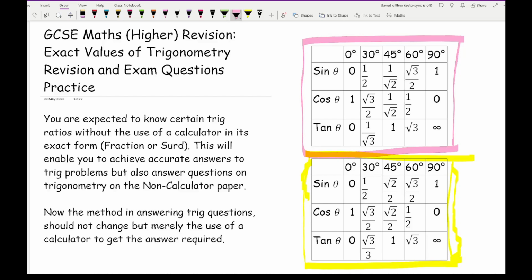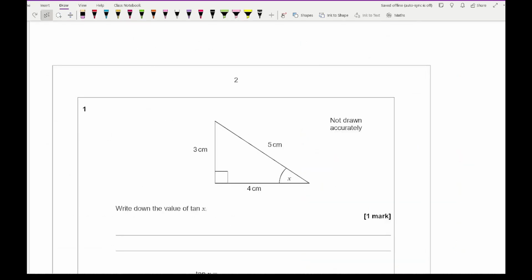Now, if you do opt for the pink ones, it may require you, particularly with show that questions, to rationalize the denominator at the very end. And it might just require that little bit of extra work. But if you are going to remember these trig ratios, like revising a spelling test, I would certainly recommend revising the ones in the yellow box. So let's get started working through these questions.